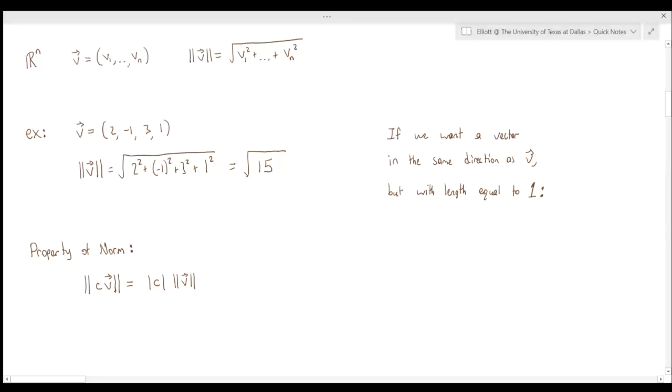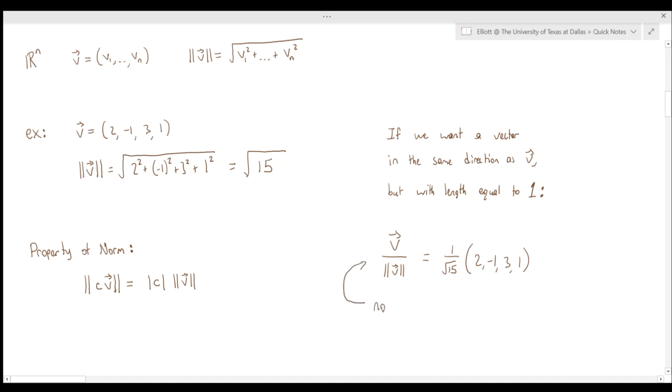So we just need to scale the length down to 1. And to do that, we would just divide the vector v by its own norm, its own length. And so we would get 1 over root 15 times 2, -1, 3, and 1.